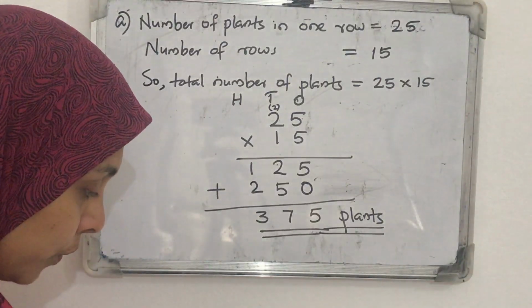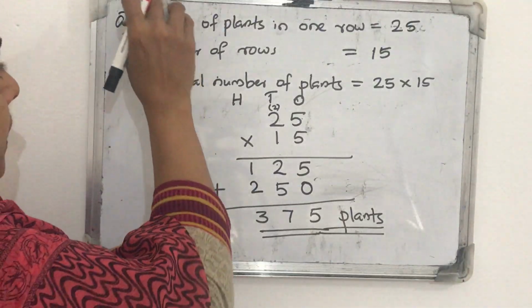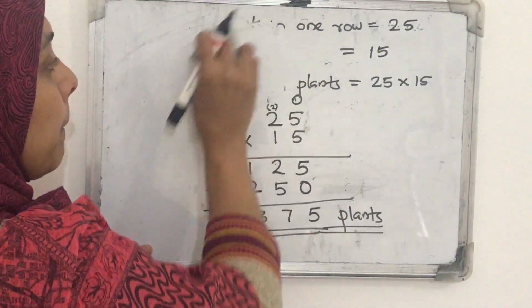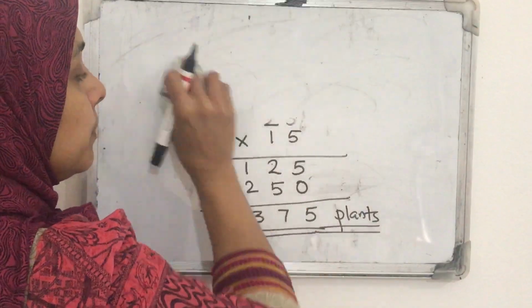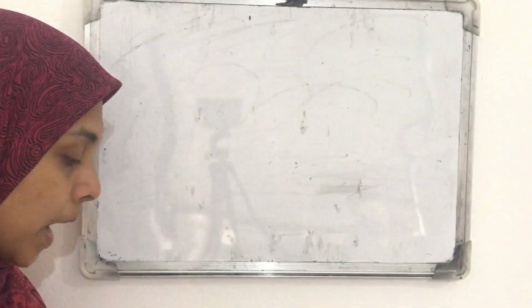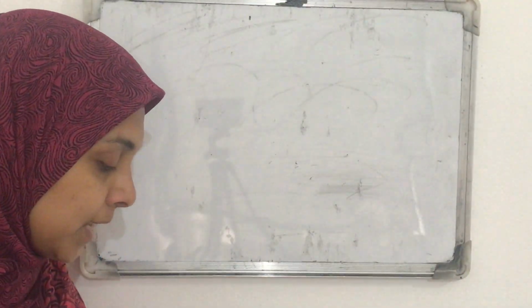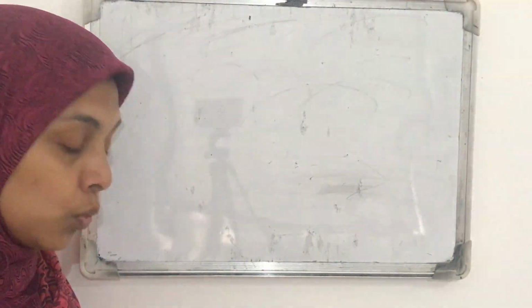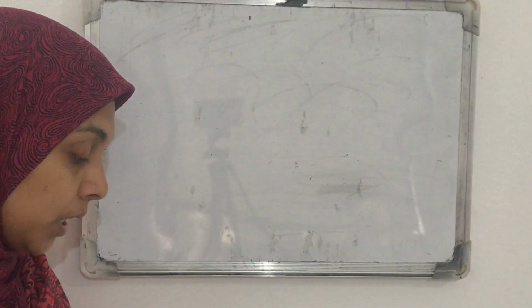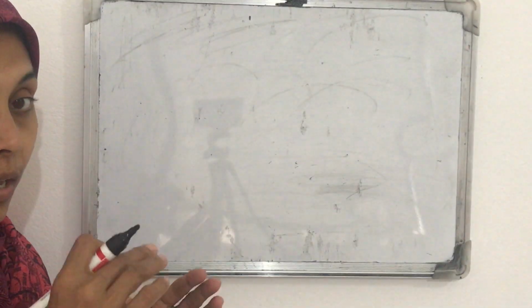One more question we can do. Question number B. All of you take question number B, Exercise 5.7. What is the question? 35 apples are placed in a basket. How many apples can be placed in 42 such baskets? Okay, 35 apples are placed in a basket. I will give the solution and you want to find out its answer.